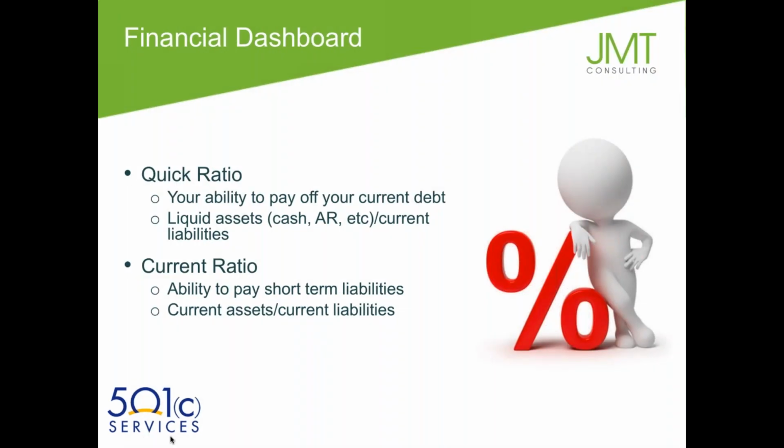So on the financial management side for your organization, there are 2 that I always tell organizations you should absolutely have right up front and center. One is what we call a quick ratio, and it basically says what your ability is to pay off your current debt. It's a very simple calculation. It's simply your liquid assets, your cash and AR, divided by your current liabilities. Very straightforward.